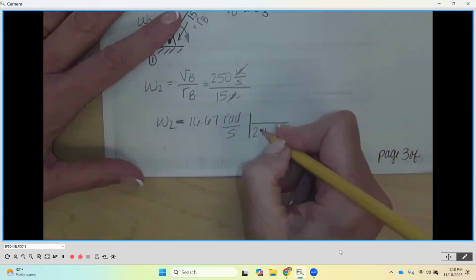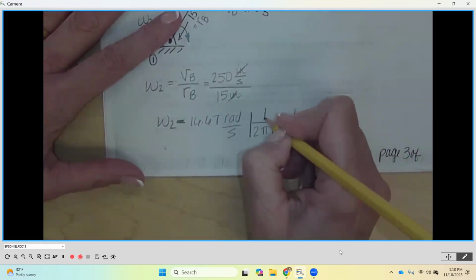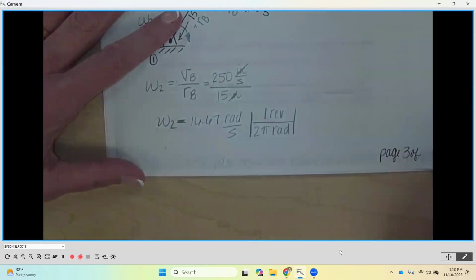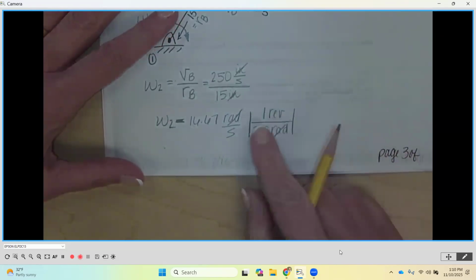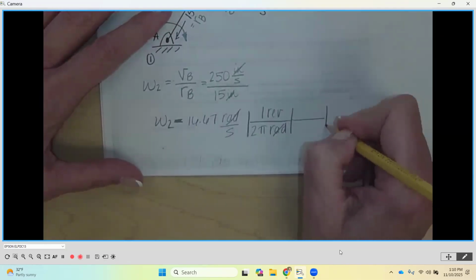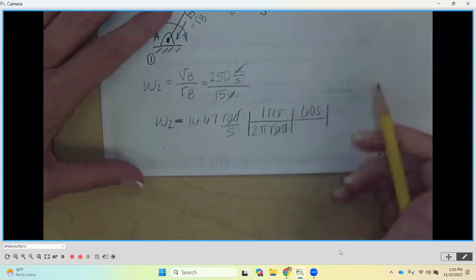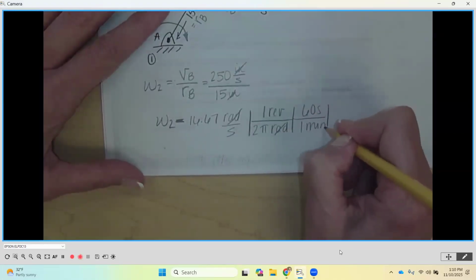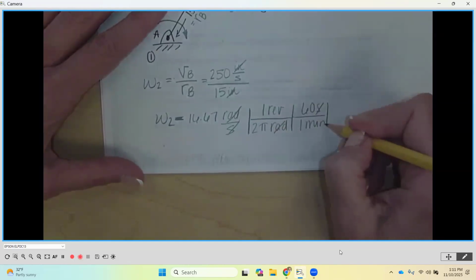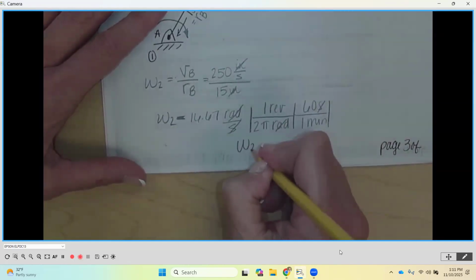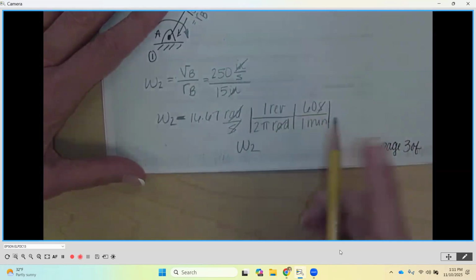So 2 pi radians on the bottom equals on top 1 revolution. So radians top to bottom cancel. Now I'm in revolutions per second, so I'm going to do one more: 60 seconds on top so that it can clear top to bottom, is in 1 minute underneath. So seconds cancel. I have revolutions on top, minutes on the bottom. And my omega 2 is going to be 16.67 times 60 divided by 2 divided by pi.